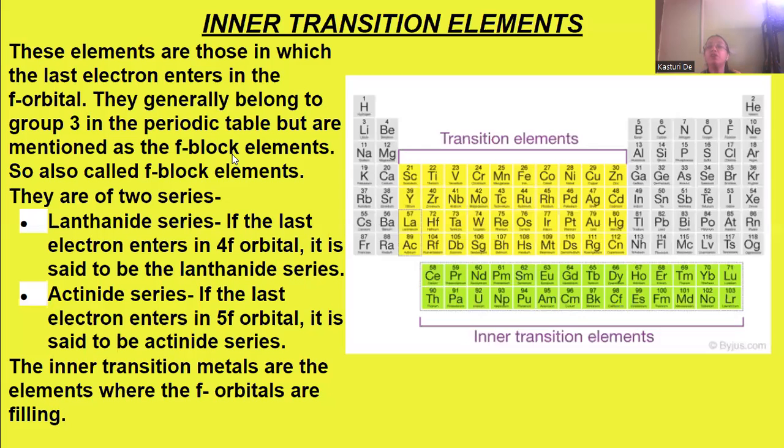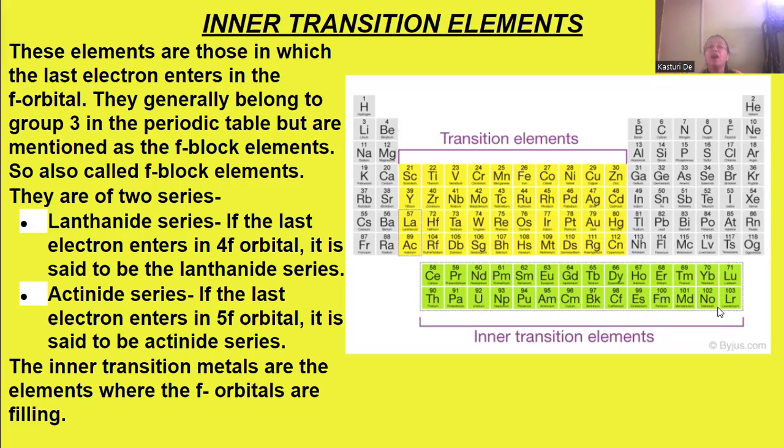Next, we move on to inner transition metals. These are the green colored box just below the main periodic table. What is the definition? These elements are those in which the last electron enters the f orbital. They generally belong to group 3 in the periodic table. This is La, so this becomes the lanthanide group, the upper one, and the actinide group starts with thorium, the lower one. So these are the inner transition metals.